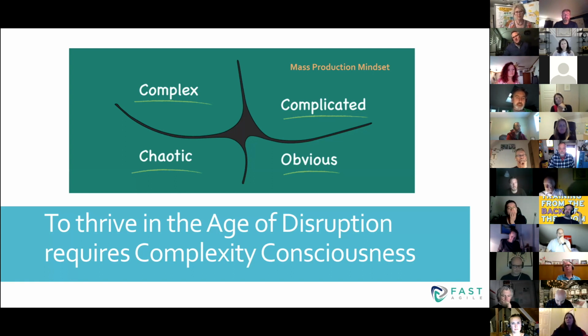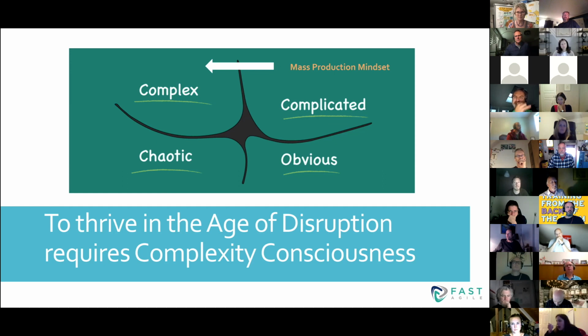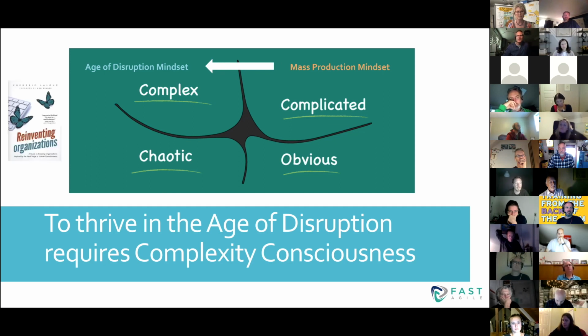But this represents four states that relate to complexity. So the mass production mindset, I believe, sits in the complicated space. What we need to do is move into the complex space, which is the age of disruption mindset. So we need to know about complex adaptive systems. They're the only ones that can really thrive.